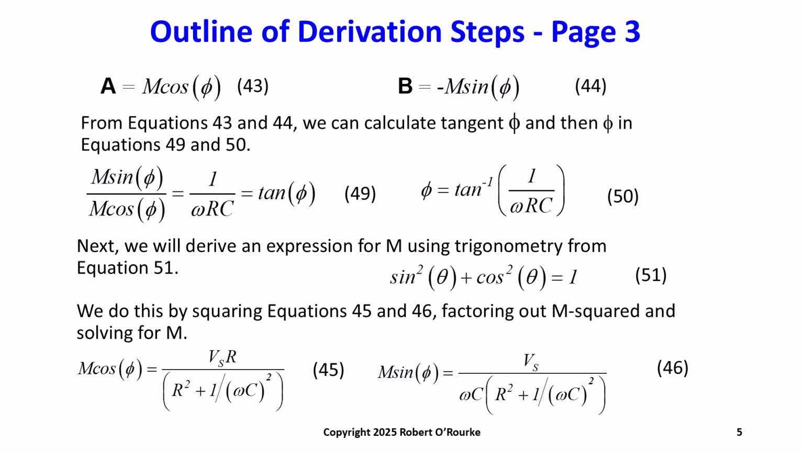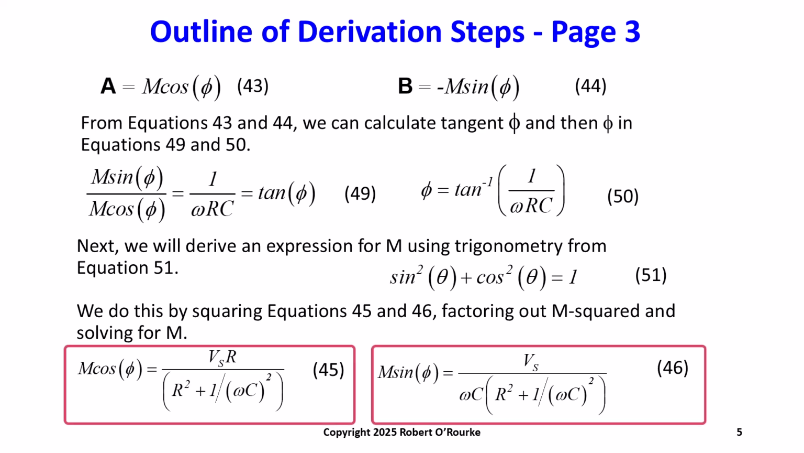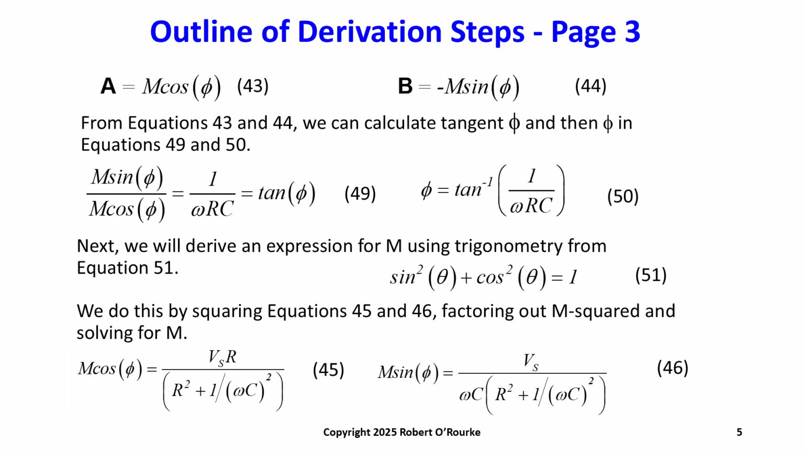Next, to solve for the current magnitude m, we apply the Pythagorean Theorem for sine and cosine in equation 51 to generate expressions for A and B in terms of m and phi in equations 45 and 46. Square equations 45 and 46, sum them, then factor out m squared, and solve for m.